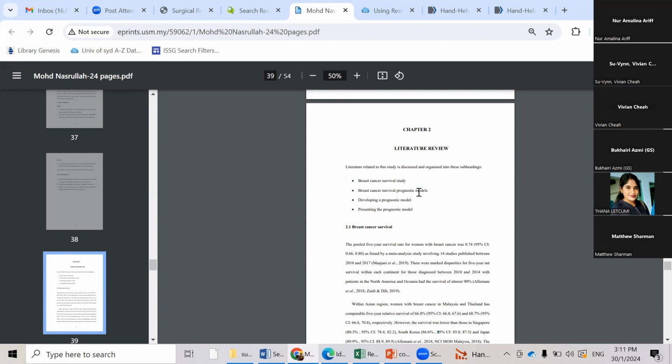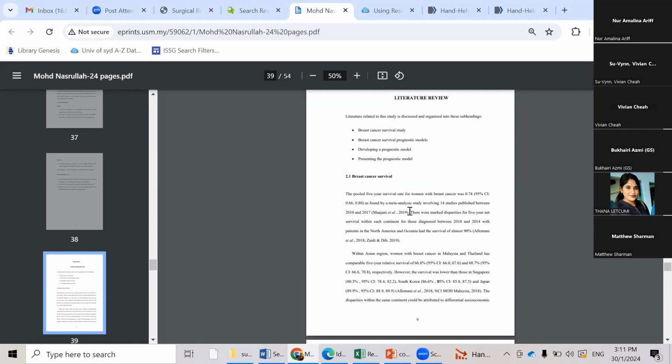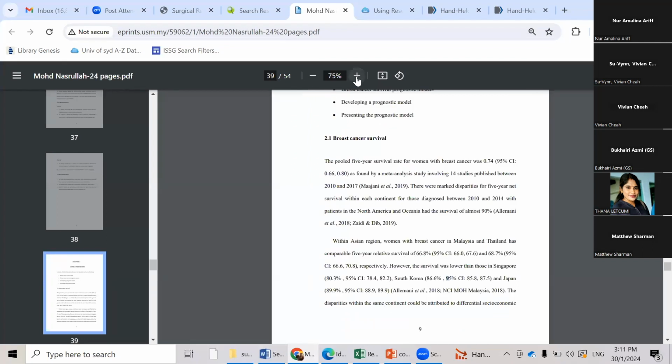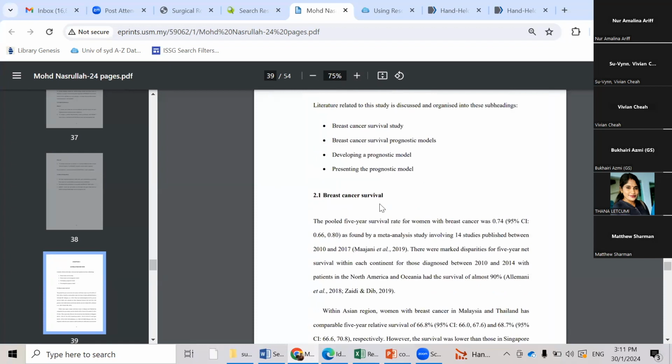So now this Chapter 2 itself, the literature review section, will help to identify, by reading, what has been conducted earlier on. So these are the things that you might want to look at. List them down. For me, it's important for you to draft your subheadings. These are the things that you want to discuss later.